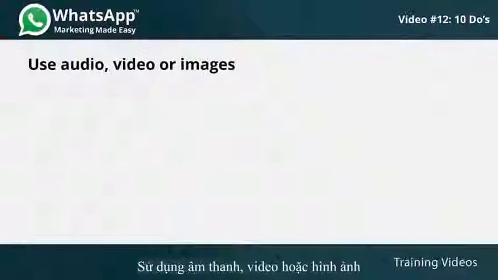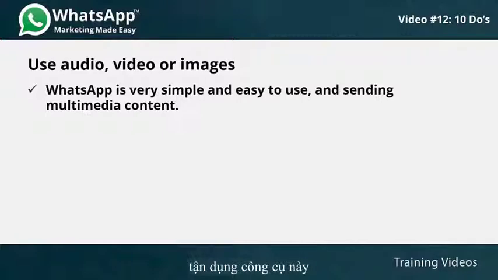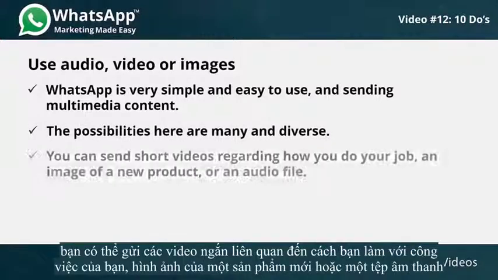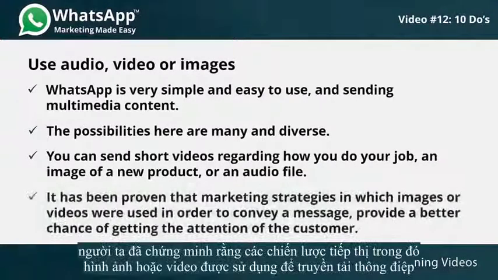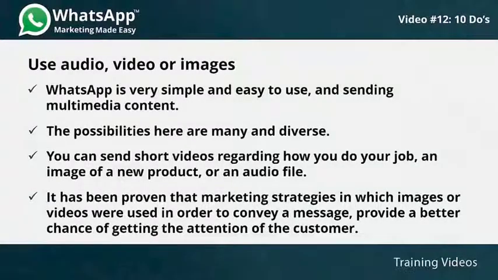Use audio, video, or images. WhatsApp is very simple and easy to use, and sending multimedia content, whether images, audio, or video, is straightforward. Take advantage of this tool. The possibilities here are many and diverse. You can send short videos regarding how you do your job, an image of a new product, or an audio file. It has been proven that marketing strategies in which images or videos were used in order to convey a message provide a better chance of getting the attention of the customer.